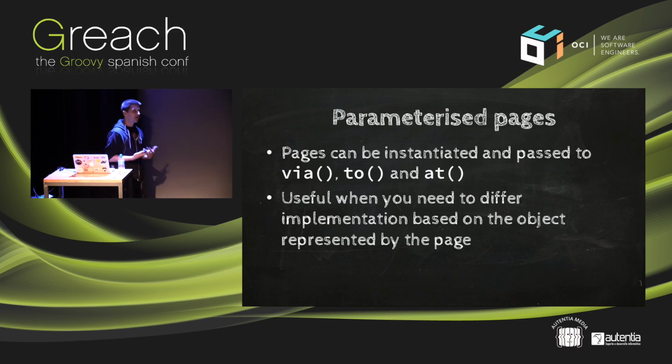But what if you want to parameterize the implementation of your page to a greater extent than just when it comes to figuring out what the URL is for that page? In the past, with the via, to, and at methods of browser, you could only pass page classes to them. But that has recently changed, and now you can also pass page instances to them. So you can initialize your page, set its properties to whatever you want, in essence parameterize that page, and then pass it to these methods so that JEP navigates to the correct URL.